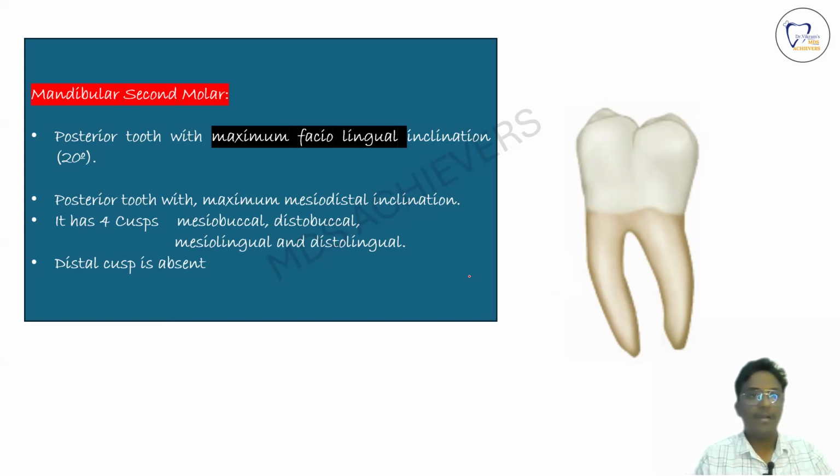And the mandibular second molar is the posterior tooth with maximum facial-lingual inclination, that's 20 degrees, and the posterior tooth with maximum mesiodistal inclination. It has four cusps: mesiobuccal, distobuccal, mesiolingual, and distolingual. And the distal cusp is absent, as we see in the mandible. The maxilla is also similar, right? It is not completely similar to the maxillary first molar. Like that only, even in the mandible there is no distal cusp in the mandibular second molar.